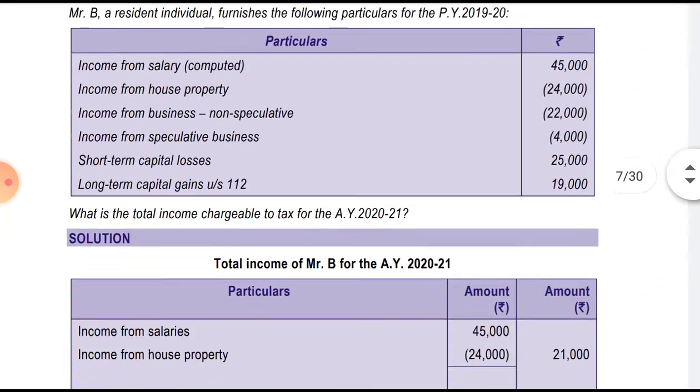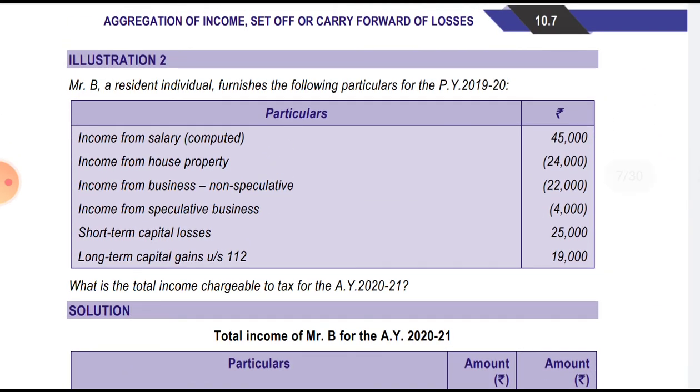Now illustration number 2. A resident individual furnishes the following particulars for the previous year 2019-20. Salary income, house property, business, that is non-speculative business, which means a normal business. Then speculative business, and short-term capital loss. Here they haven't bracketed the amount even though it was a loss. And long-term capital gain, so 19,000 is the gain.